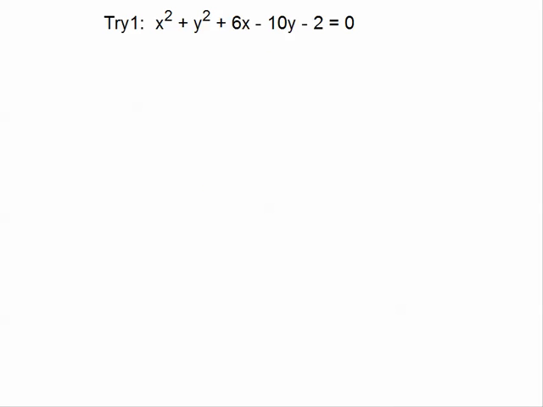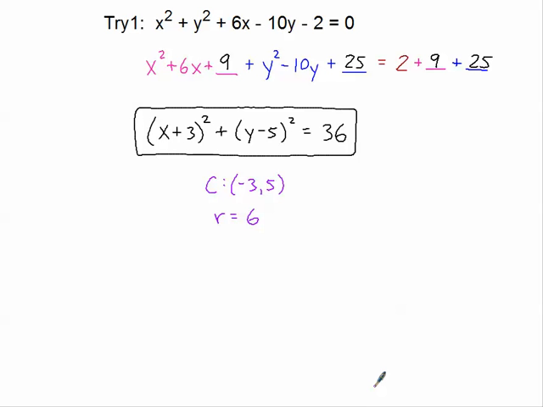Thank you. So this is the final answer that I got. Here's your standard form: x plus 3 quantity squared plus y minus 5 quantity squared equals 36. And if you picked off the important information, the center is negative 3, 5, and the radius is 6.